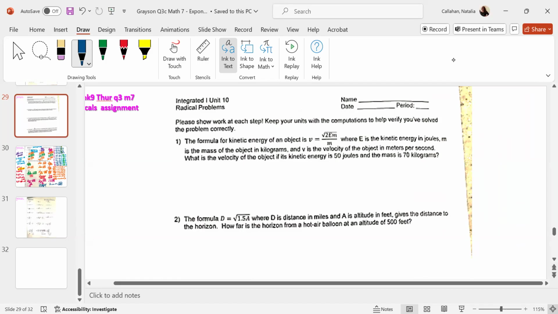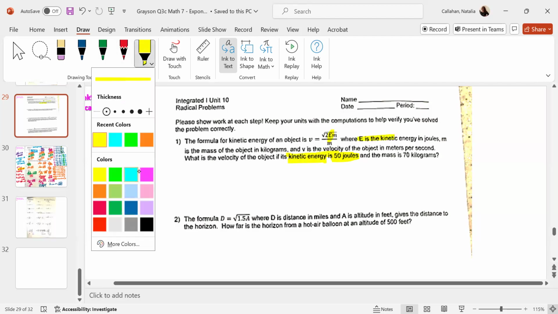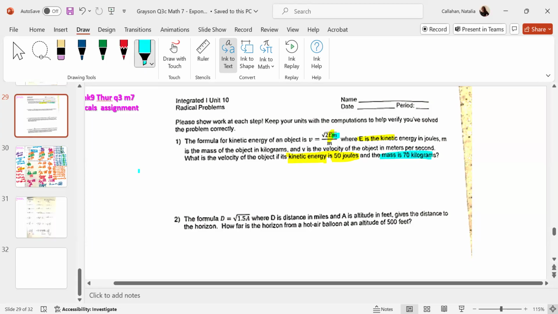Formula for kinetic energy of an object is V equals square root 2E over m, where E is the kinetic energy in joules, m is the mass of the object in kilograms, and V is the velocity in meters. Where do you put 50? What is 50? 50 is E. Good. You put it right there. Where do you put 70? 70 is m. Top and bottom.